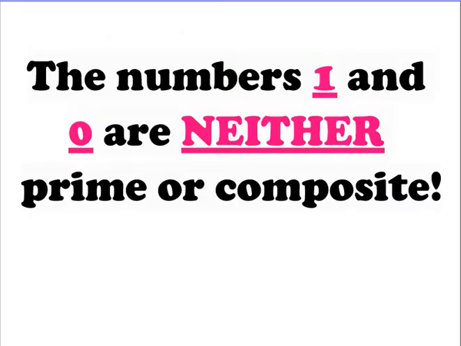All right, so this is very important. The number 1 and the number 0 are not considered prime or composite. They are neither. And so we're just going to consider them integers. They are not prime and they are not composite numbers.